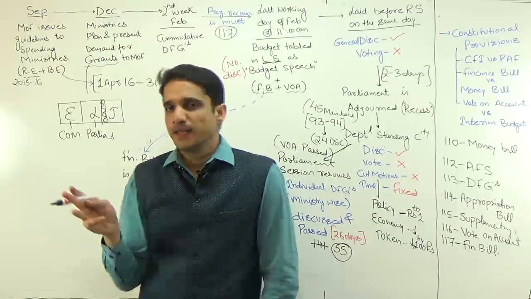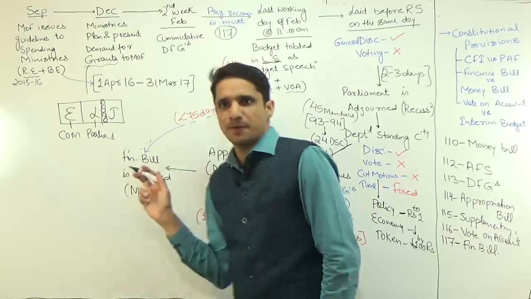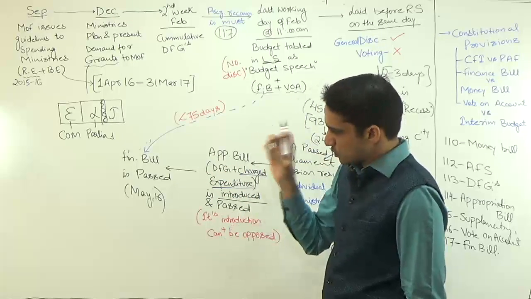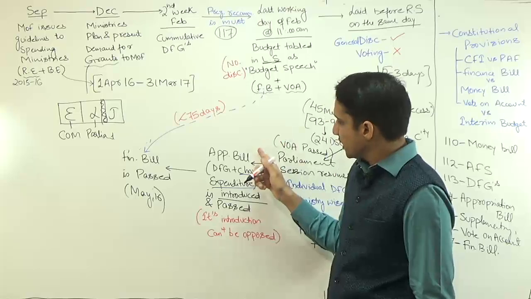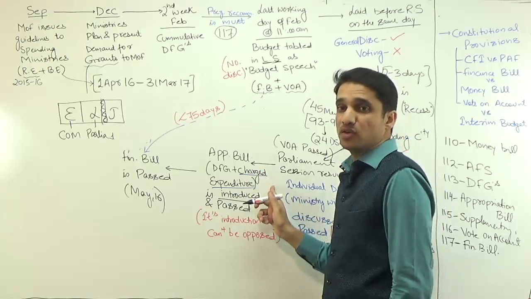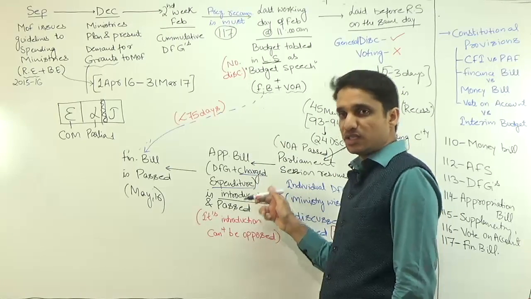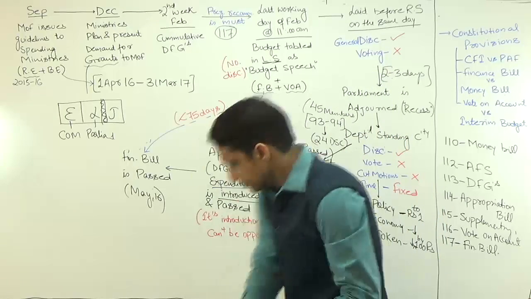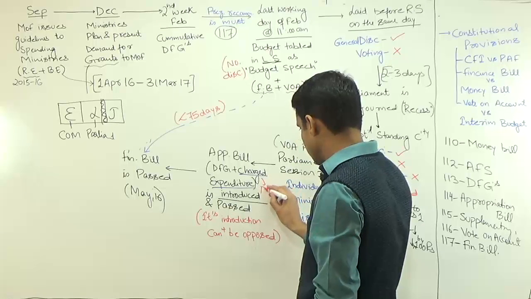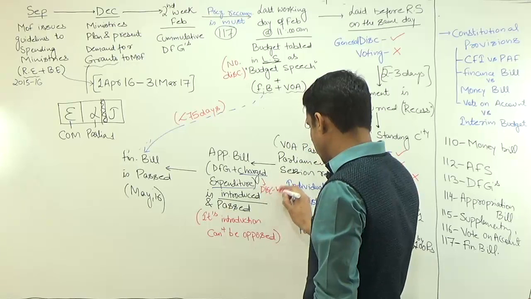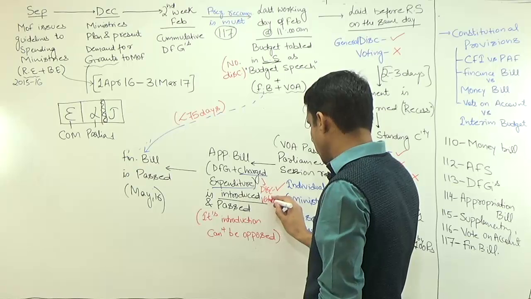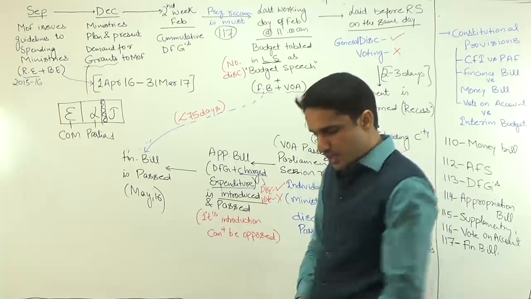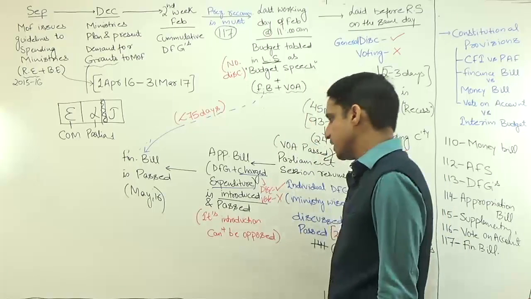Very much possible. So under charged expenditure, what is the provision? That the posts of these constitutional bodies cannot be voted on, but of course discussion can take place. This charged expenditure can be discussed. Voting cannot take place. So there is no voting on charged expenditure, but there can be a discussion on it.